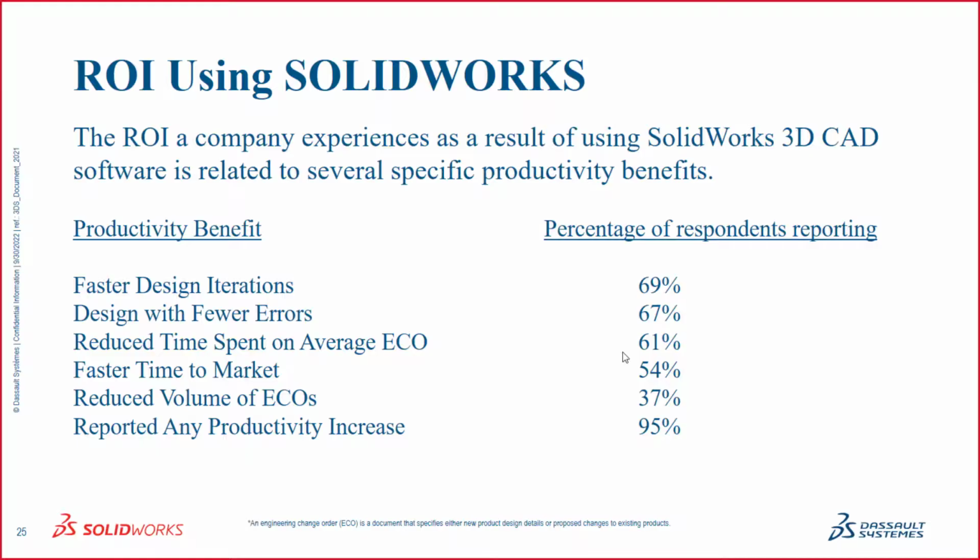Faster time to market, by avoiding revisions and dealing with design changes, is 54%. Then there is reduced volume of ECO. This is the engineering change order, the document which helps us to check the proposed changes to the existing products. It got reduced around 37% by using the SolidWorks tool. Okay, so this is about a few respondent reports. I hope this will help you to deal with your requirements.